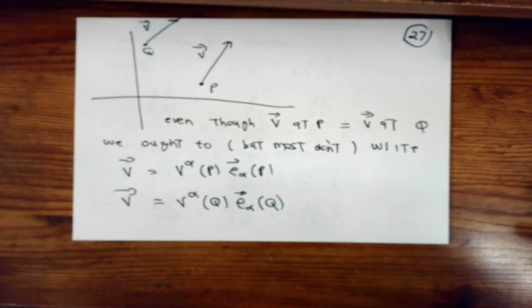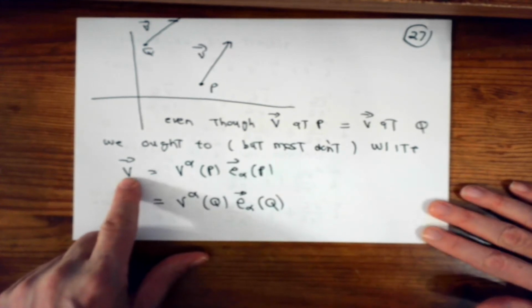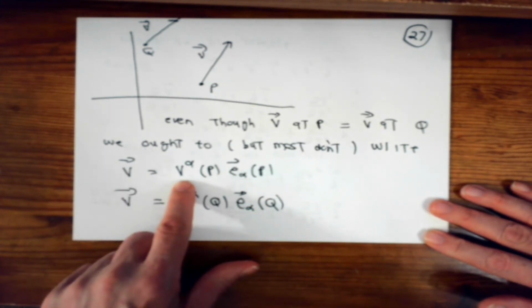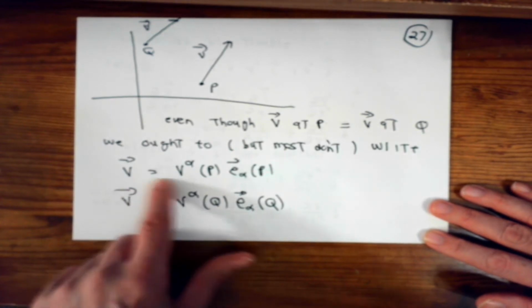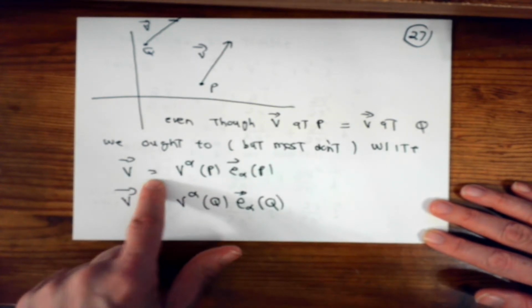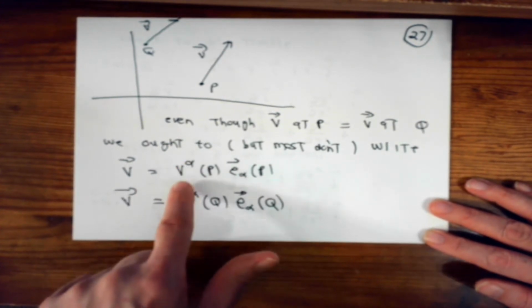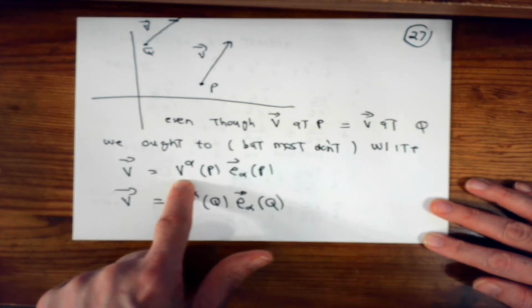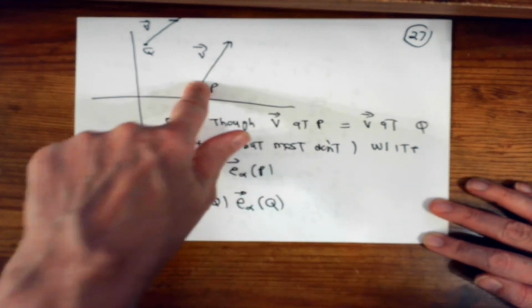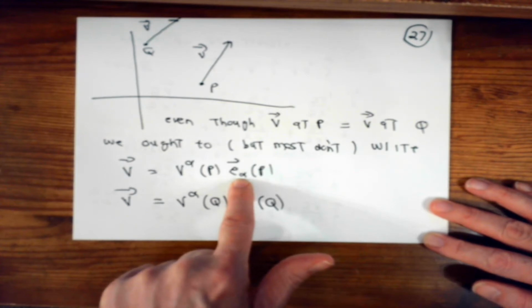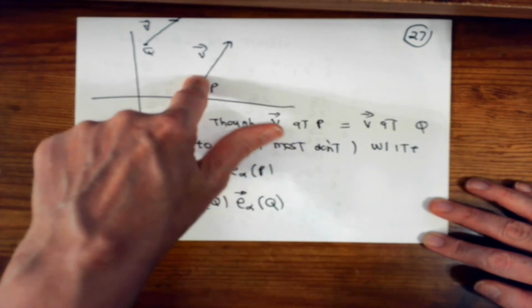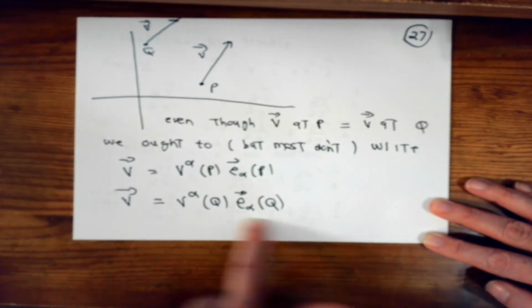If we wanted to be careful about it, in the case where we're using non-constant coordinate bases, I really ought to write this. V, the arrow, equals, not arrow here, not arrow with an O or anything. V equals the sum over alpha of the components of V as measured at point P multiplied by E alpha measured at point P, and then I would do the same thing here.